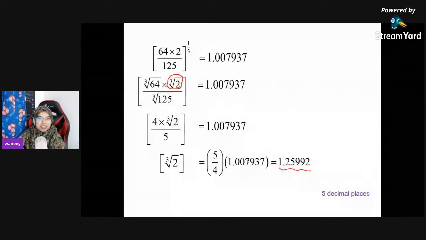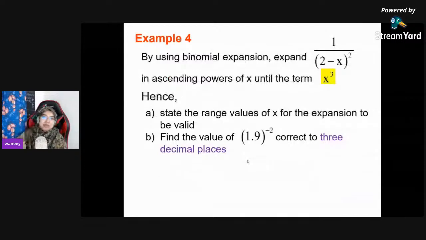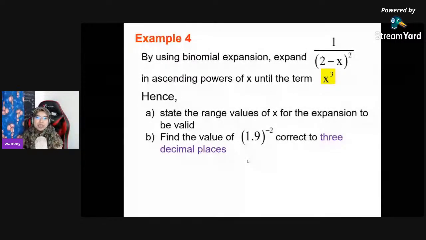Okay, so done with this. So let us go to the last example, I think. Example 4. By using binomial expansion, expand 1 over 2 minus x squared in ascending power of x until the term x cubed. So we got to expand first. Hence, state the range of values of x for the expansion to be valid. And then B, find the value of 1.9 to the power of -2 correct to 3 decimal places.